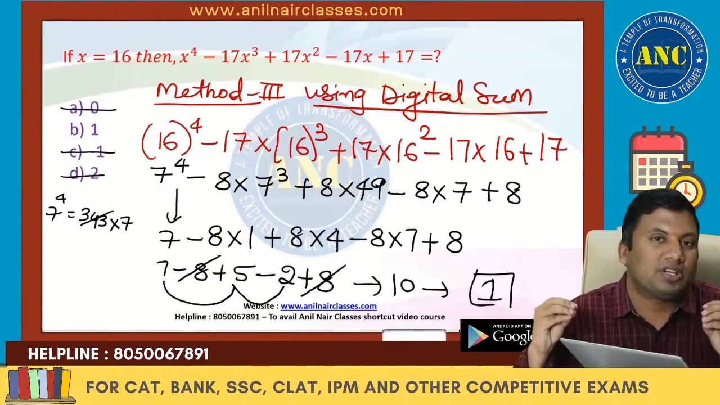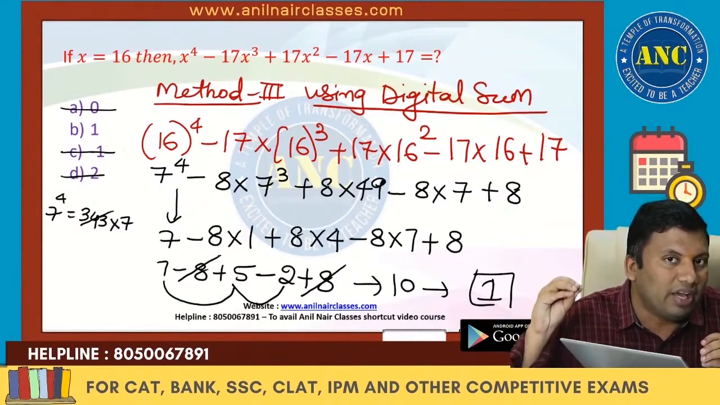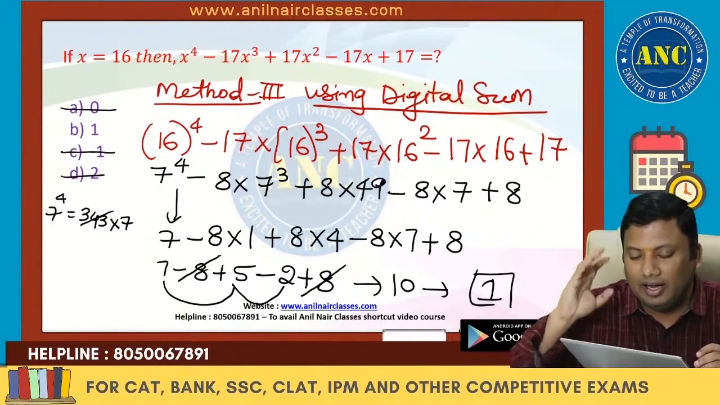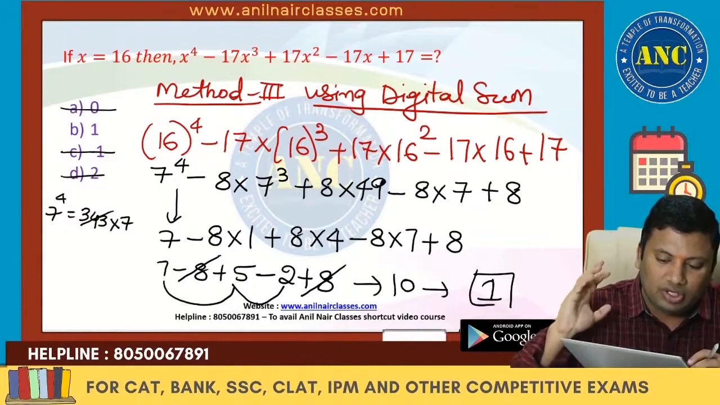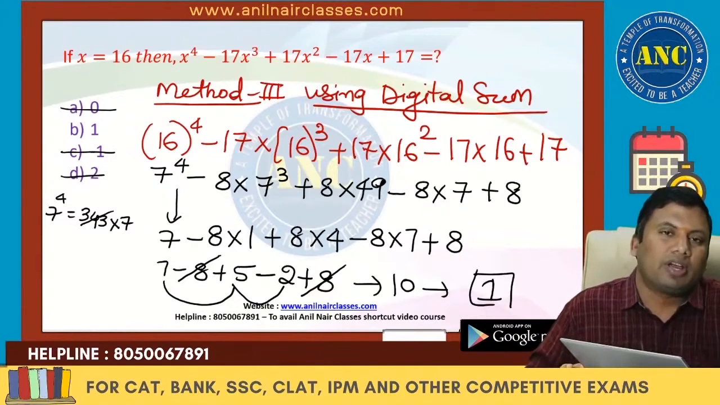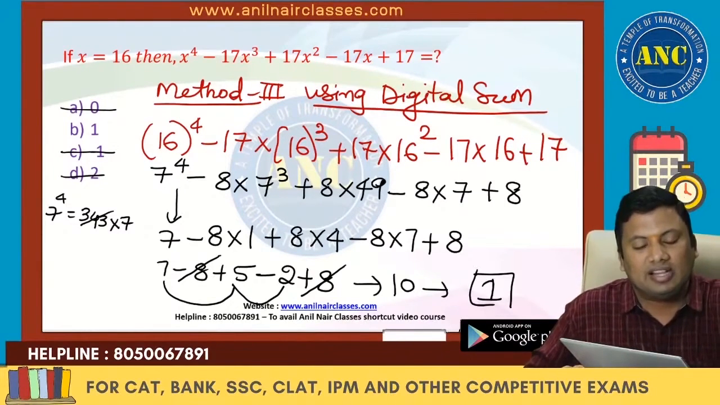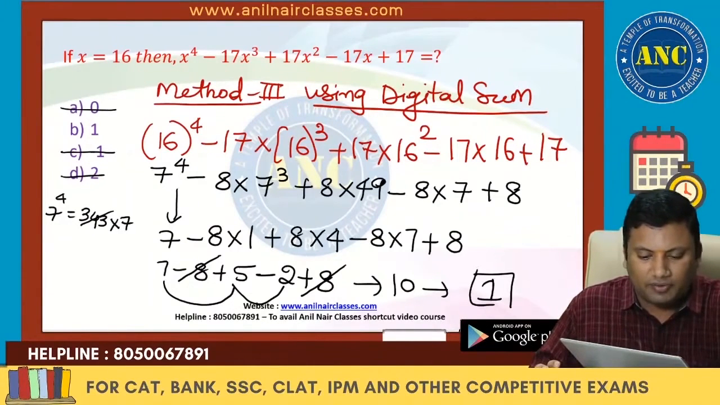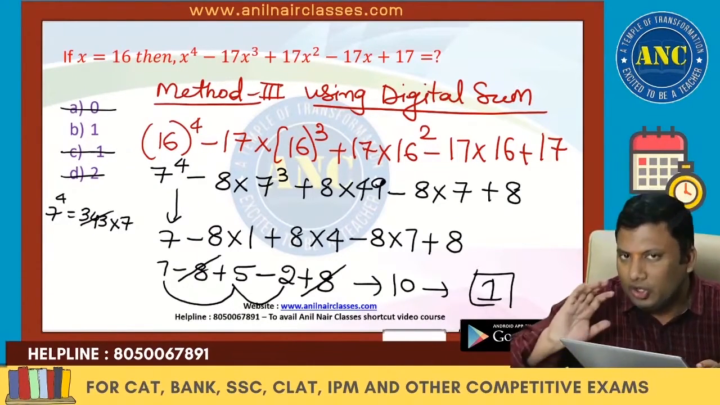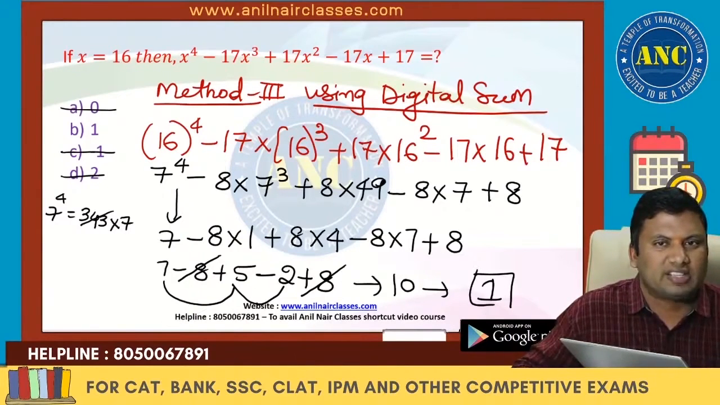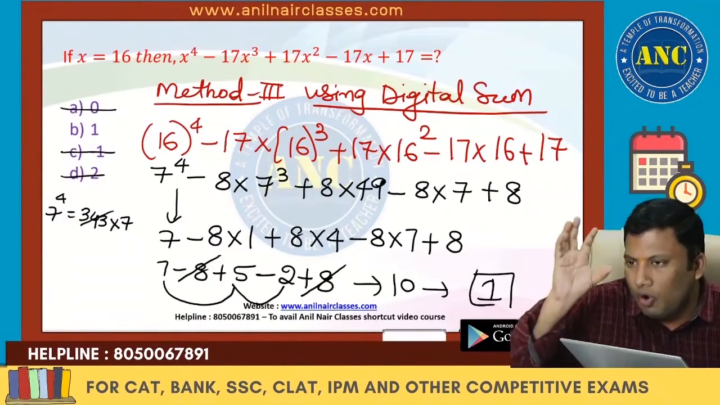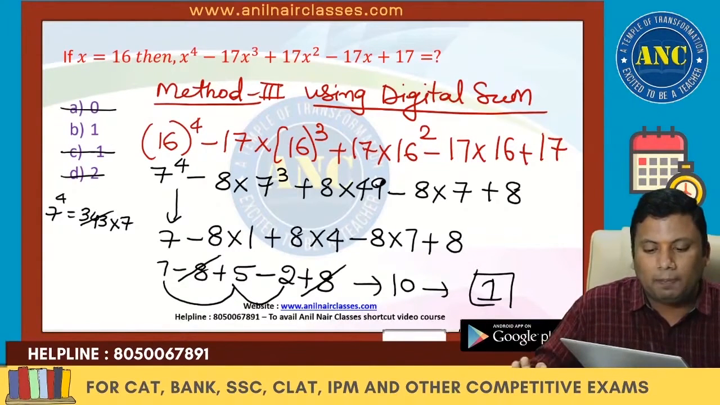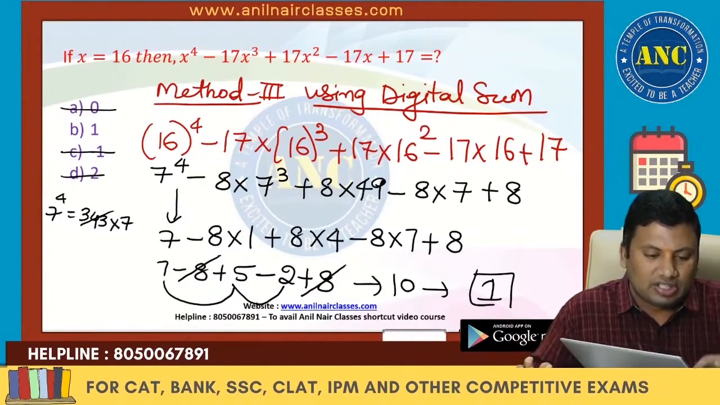When answer options are there, keep an eye on the answer options. The more and more problems we solve, we will know which method to use when. Actually, just by looking at a question itself, you can say that the answer is 1 by another method, that also we will discuss. Method number 3, using digital sum. I hope it is clear. Method number 2, only focusing on the last 2 terms. Method number 1, replacing 17 with 16 plus 1.